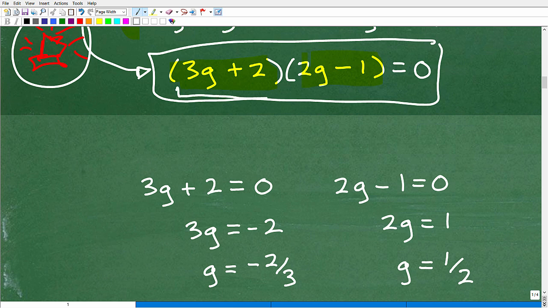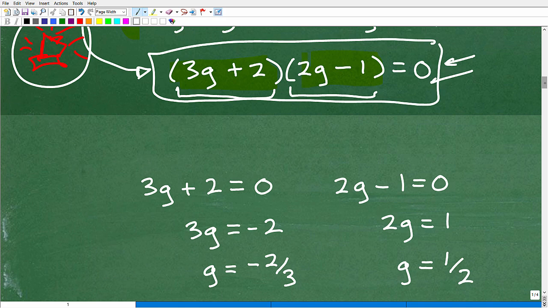So I've got one thing being multiplied by another thing, and the answer is 0. If I multiply something by something else and the answer is 0, ask yourself, what are these numbers? Well, one or both have to be 0. You can't multiply two numbers together and get an answer of 0 without one or both of them being 0. And that's what we call the zero product property.